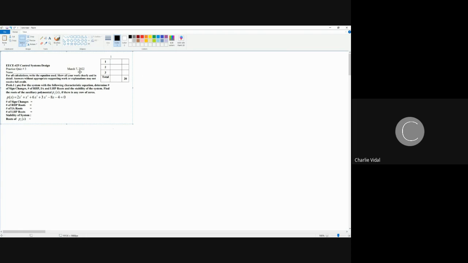We are on problem number 1, and the problem is: for the system with the following characteristic equation, determine the number of sign changes, the number of RHP, IA, and LHP roots, and the stability of the system. Find the roots of the auxiliary polynomial PA of S if there is any row of zeros. And then he gives you the P of S equation, and the lines to put the number of sign changes and so on and so forth.